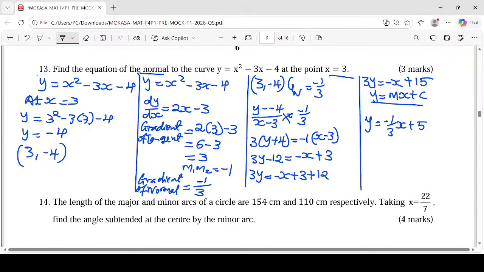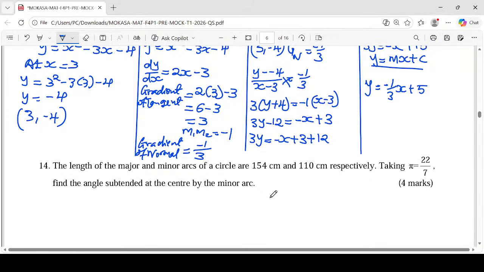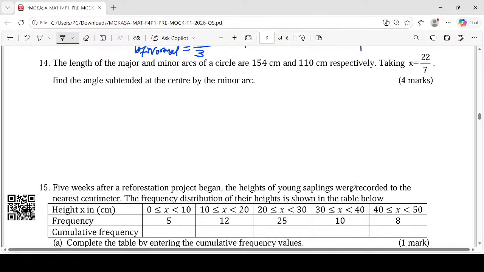Let us have a look at question number 14. The length of the major and the minor arcs of a circle are 154 centimeters and 110 centimeters respectively. Taking pi to be 22/7, find the angle subtended at the center by the minor arc. The angle subtended at the center by the minor arc.